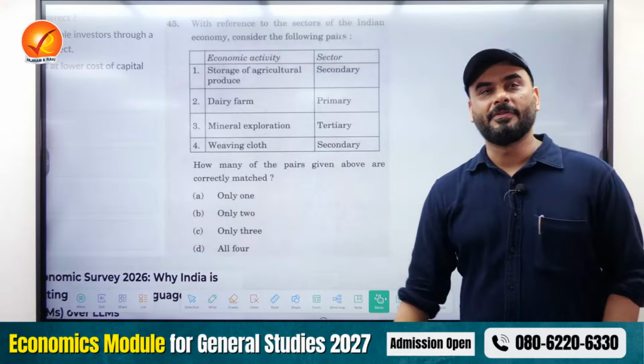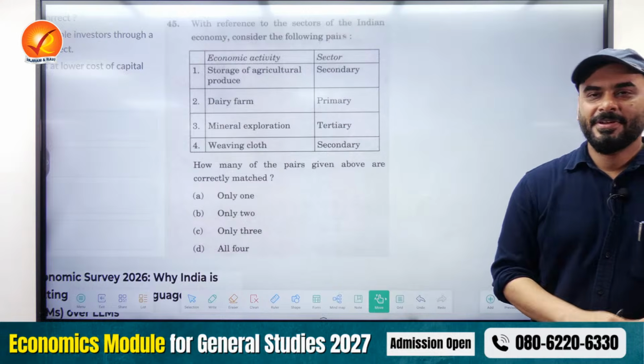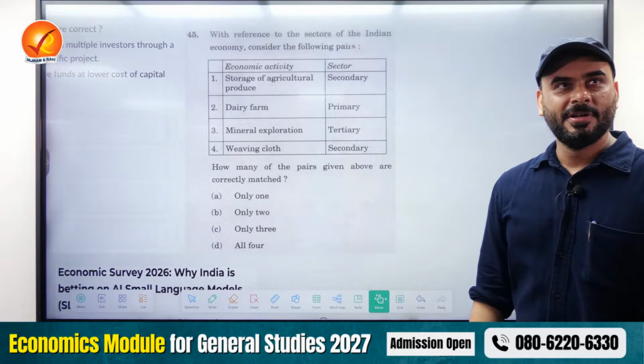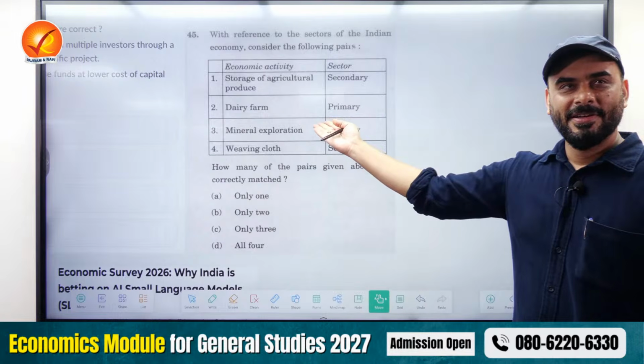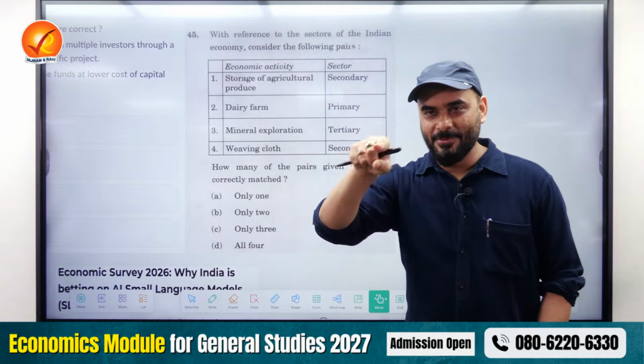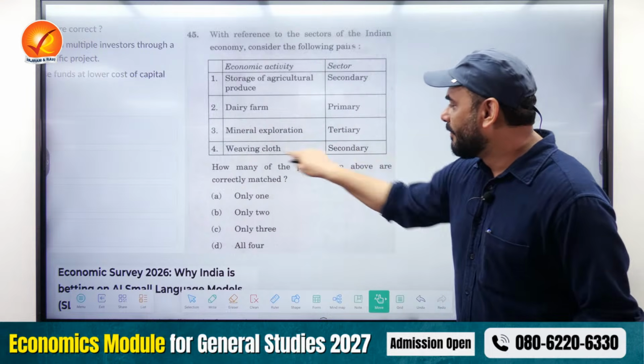UPSC 2025 prelims. Let's read. So the question says, match the following, or which of the following are correctly matched? Obviously basics from NCERT. So you need to know the definition. What is primary? What is secondary? Secondary means industries. What is primary? What is secondary? What is tertiary? There you go. Weaving clothes, secondary.